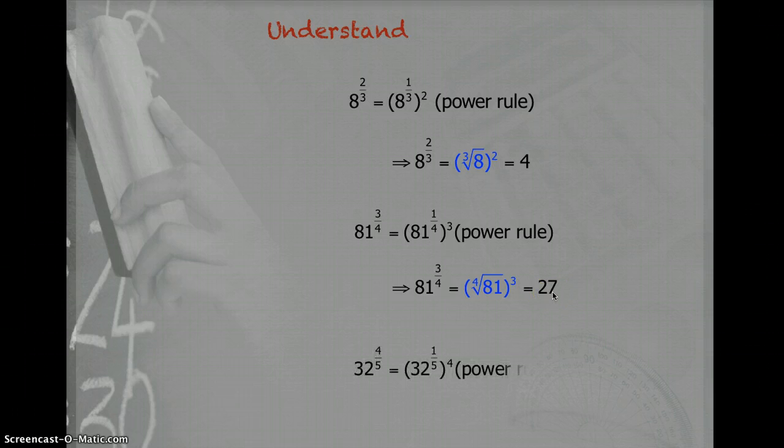Last example, using the power rule, 32 to the 4/5 is the same as 32 raised to 1/5, times the fourth power. Using the power rule, we know how to rewrite 32 to 1/5. This is equivalent to the fifth root of 32 raised to the fourth power, and the fifth root of 32 is 2. 2 raised to the fourth power is 16. So we are also evaluating it. We are not just writing it in radical or surd form.